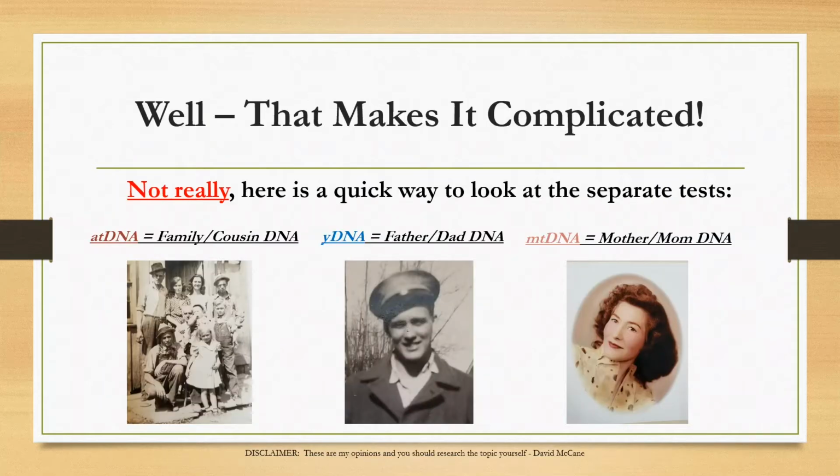Well, here's something that might make it easier. It's not really that complicated. Here's a quick way to look at separate tests. atDNA is actually family cousin DNA. yDNA is father-dad DNA. And mtDNA is mother-mom DNA. I have some examples of pictures here just representing my father, my mother, and a family group.